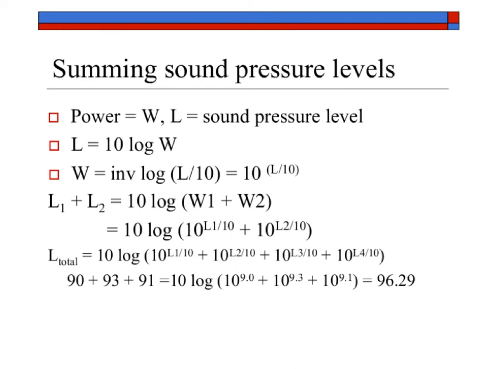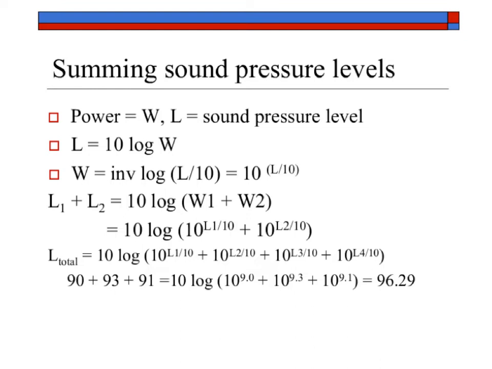Now we've gone through the example where the two sound levels are the same, but as a general rule we can use the same idea for any combination of sound pressure levels. Let the power be W and L be the sound pressure level, so the sound pressure level is 10 times the logarithm of W for any particular sound. Taking the inverse logarithm, W is equal to the inverse logarithm of L divided by 10, or we can express that as the number 10 raised to the power L over 10.